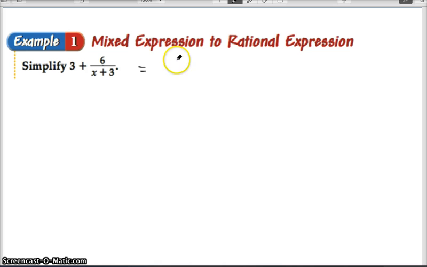What I would do in this case is treat that 3 as a fraction and then follow along with the system that we had developed in the last section. When we want to add fractions, we need a common denominator. That's what we're looking for. The common denominator has to have x plus 3 in it, and 1 is already included. Therefore, x plus 3 needs to be the denominator for both.